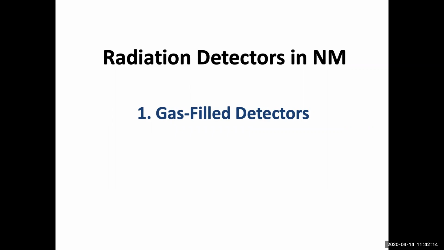Let's go to radiation detectors in nuclear medicine, or in general even. The first type of radiation detector is the gas filled detector.